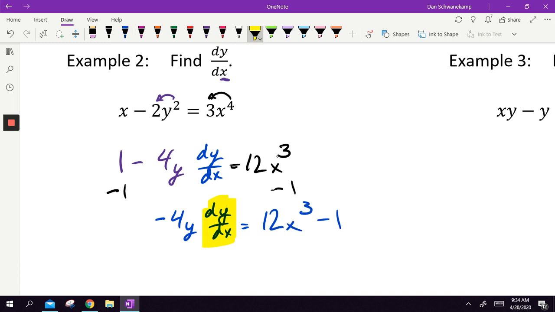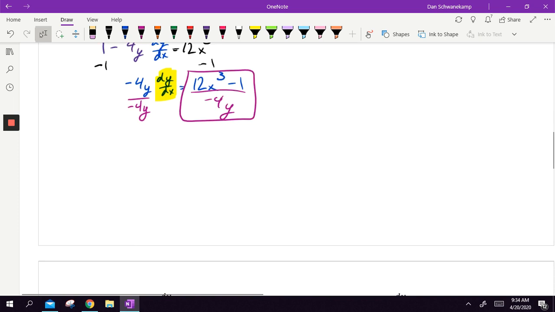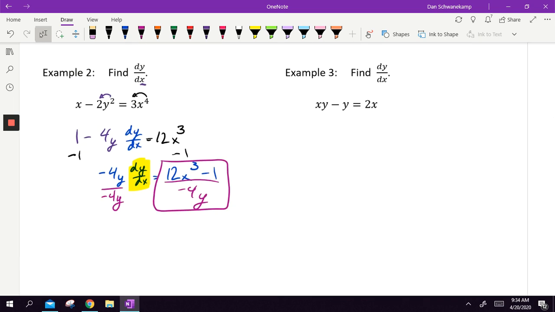I want to get this by itself, so what do I need to do? Divide by negative 4y, divide by negative 4y. That is my answer. That is what dy/dx is. I got dy/dx by itself. That's it. Don't make it harder than that.